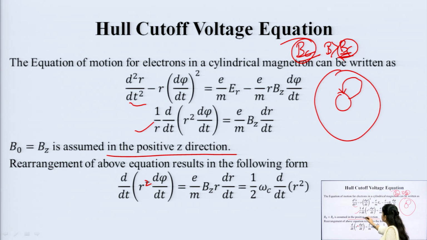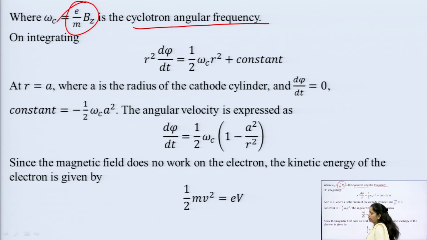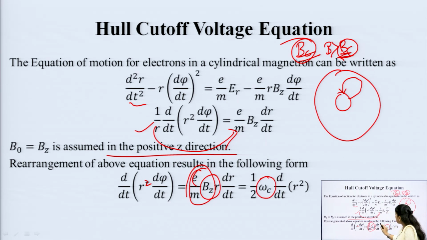d by dt of r square, we are taking the d by dt in the inner side, r square d phi by dt, and this r comes this way. So, e by m Bz into r dr by dt, and we know omega c is equal to e by m Bz, that is called the cyclotron angular frequency. So, we are changing this e by m Bz with omega c, and this r square comes to this side and it is represented by r square, and in the denominator we are taking the 2.